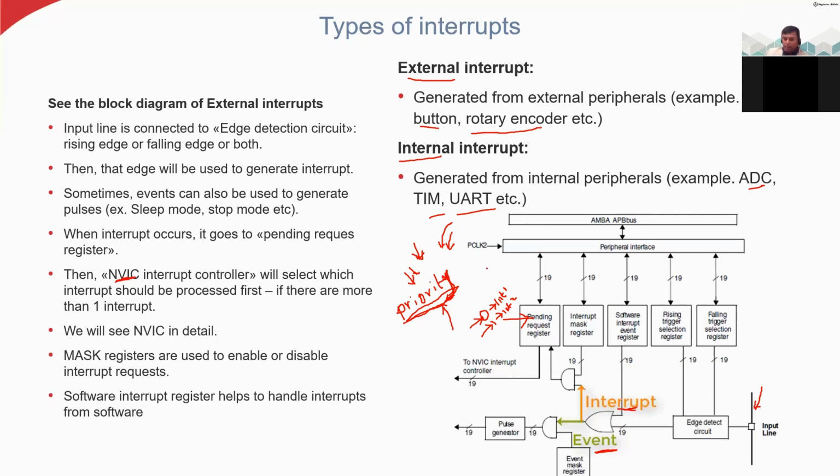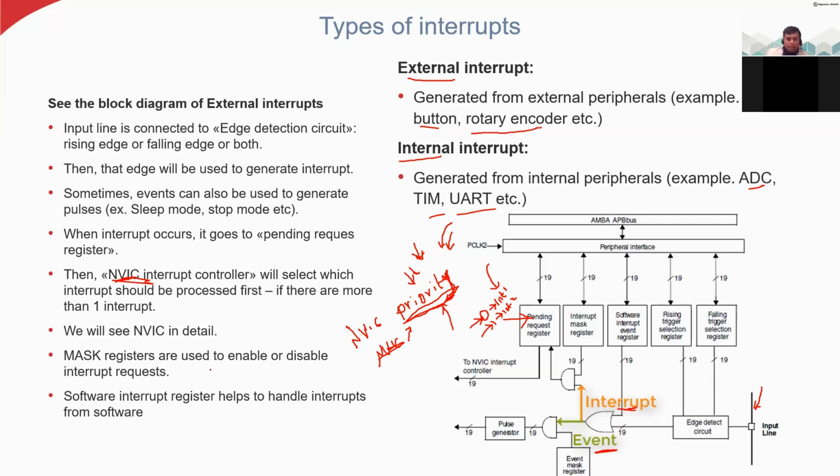Then the CPU will take the highest priority one first and complete the process of this one. After finishing this, it will come to interrupt 2, take it, process that, and so on. So this NVIC is helping us to set up this priority. We will see the details of the NVIC now. NVIC, nested vector interrupt controller. We will see that now.